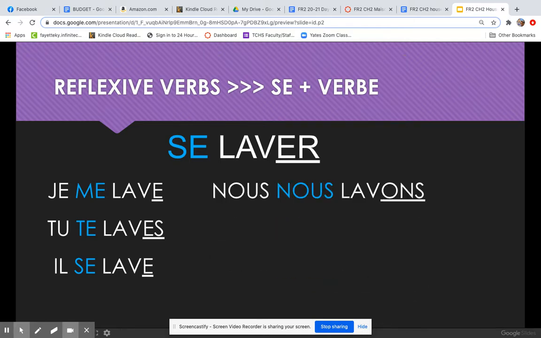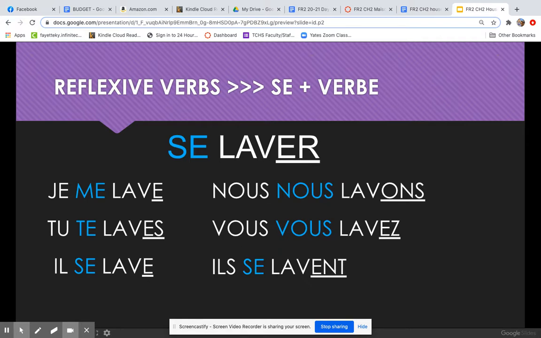This is where it gets kind of tricky. So you have a double nous here. For nous, the se changes to nous. So yes, you do say nous two times in a row. So we would say nous nous lavons. Our er ending is ons, so we wash ourselves. Nous nous lavons. The same for vous. Se becomes vous. Our er ending is ez, so we have vous vous lavez. Y'all wash yourselves.